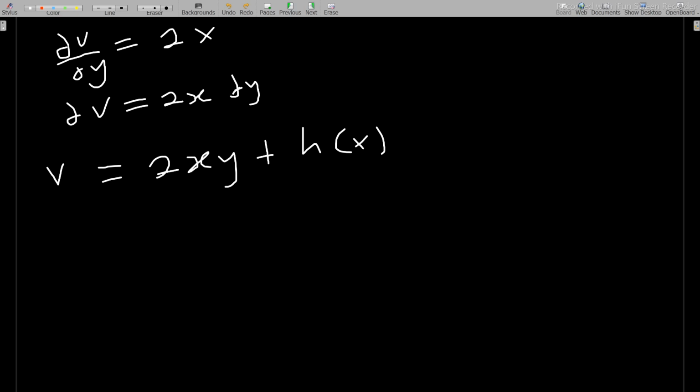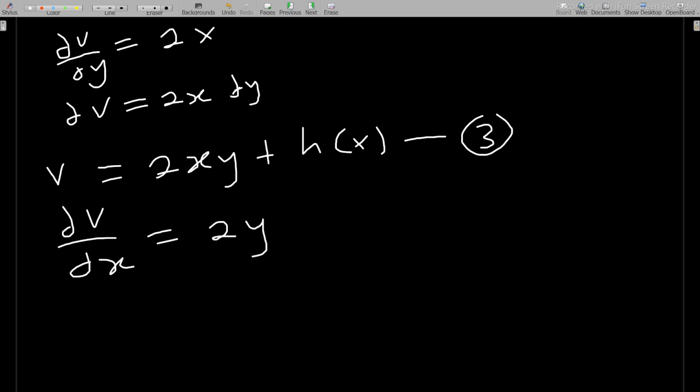Let's call this equation 3. Then try to differentiate this v with respect to x again. So we'll get ∂v/∂x equal to 2y plus h prime of x, because h of x is a function of x, so when you differentiate you get h prime of x. Let's call this also equation 4.